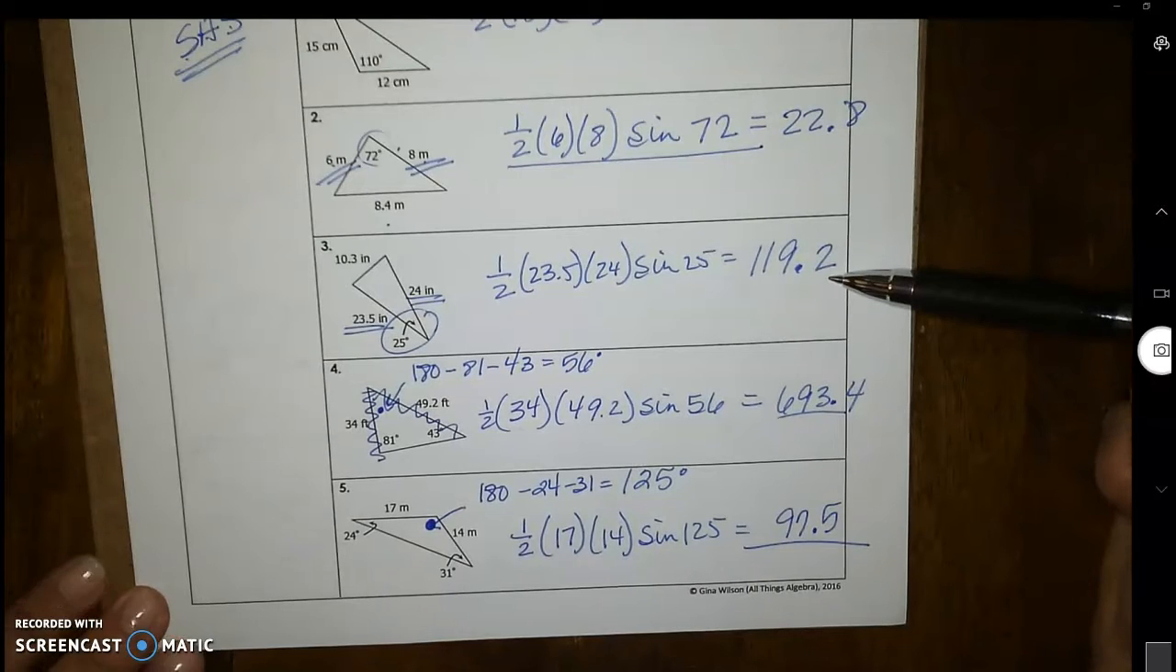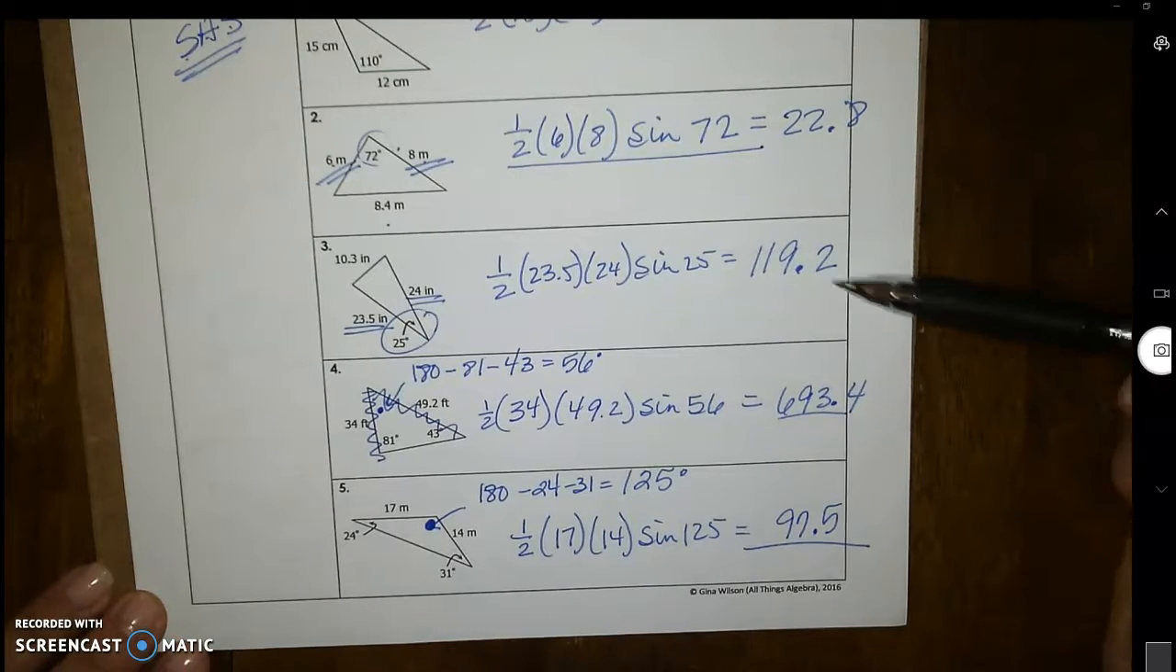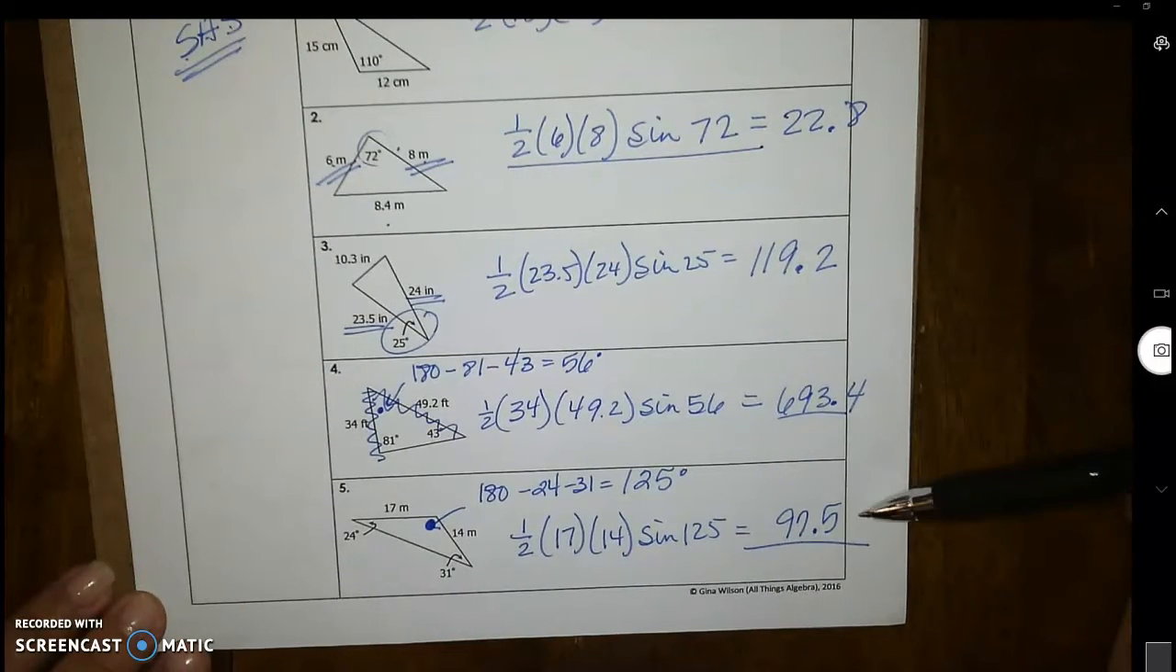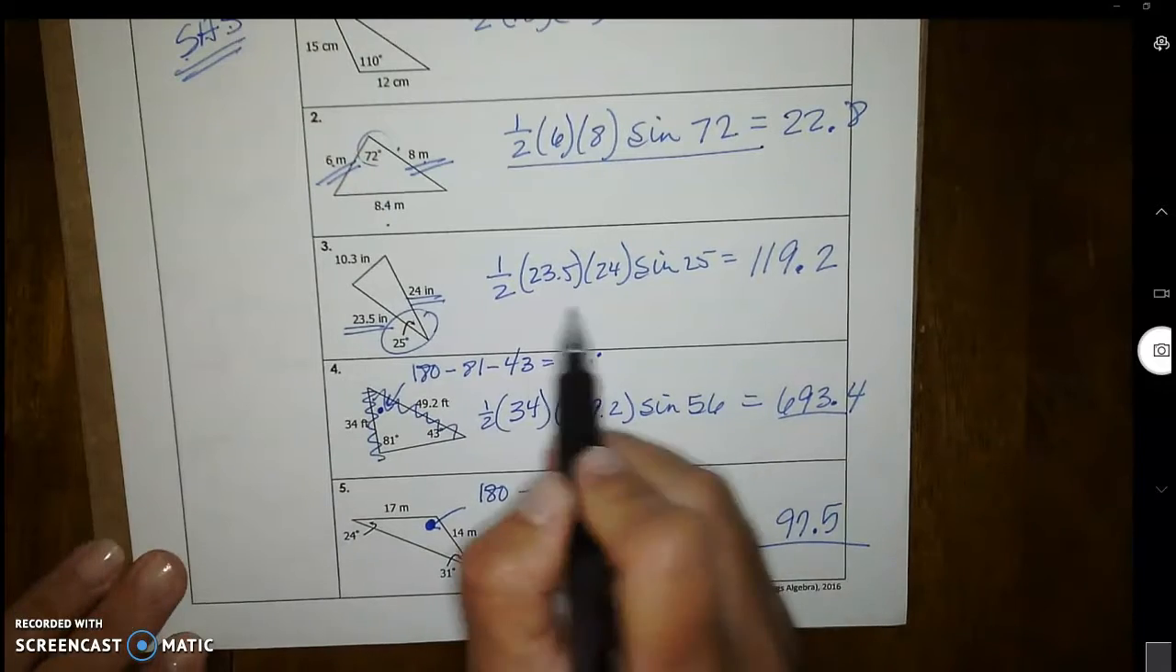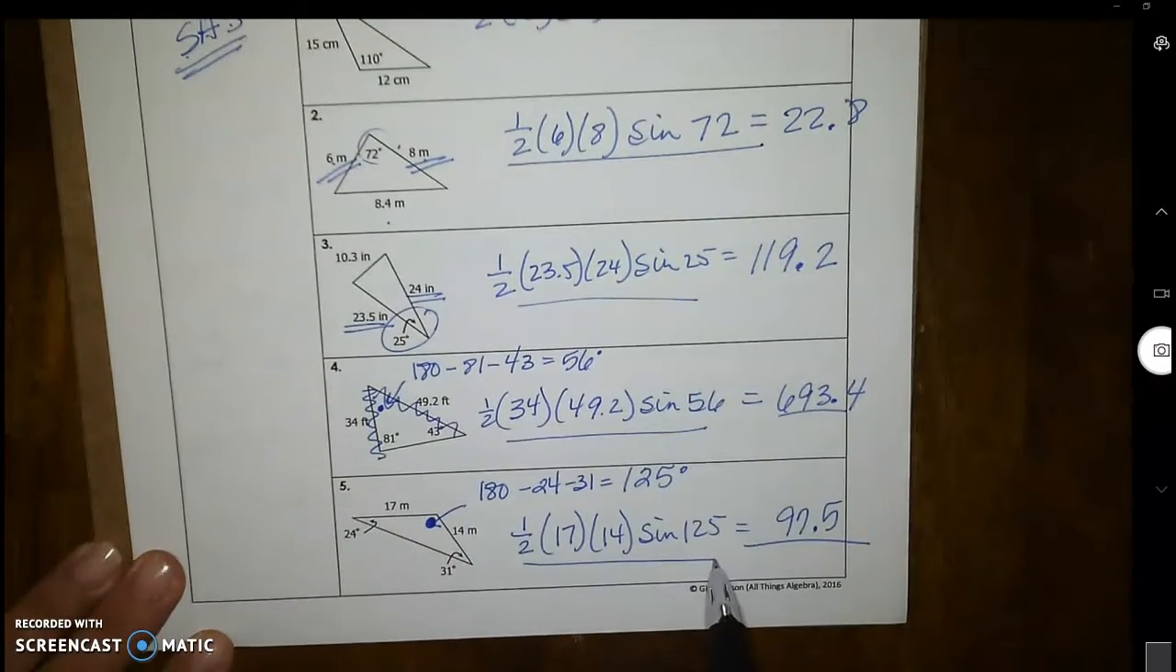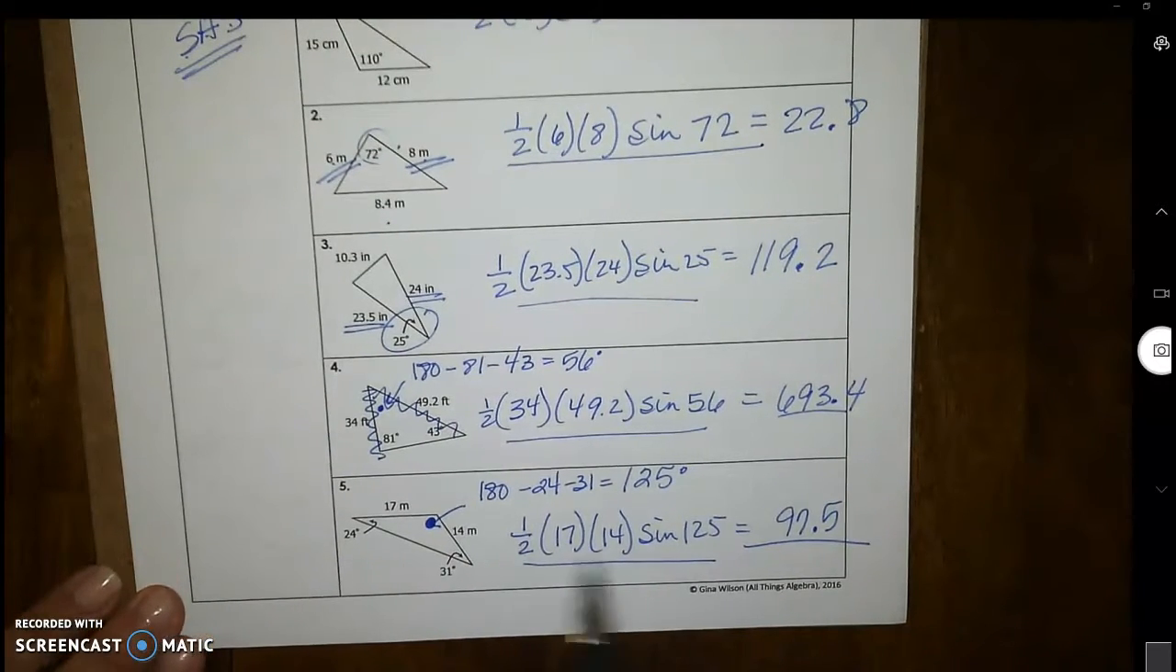Number 3, you should have gotten 119.2. Number 4, and then number 5. Again, please make sure that you are writing down the actual formula. That way I can help you.